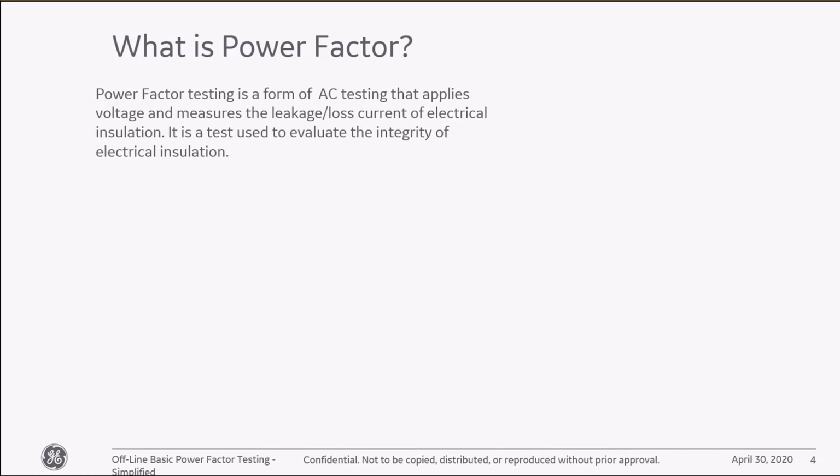So it's just a form of AC testing. It applies voltage, measures a leakage or a loss of current of electrical insulation in the form of watts current. Power factor is very voltage dependent, so we'll talk about that a little bit. It's a test run to evaluate the integrity of the electrical insulation. So if you ask any diagnostic person on the planet that's doing this test, what is power factor? They'll normally use that last sentence.